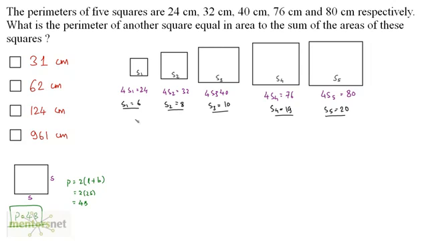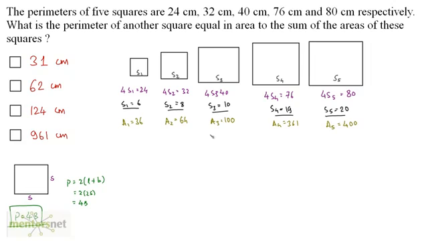So the area of the first square will be equal to the side square. So A1 is equal to 6 times 6 is 36. A2 will be 8 times 8 is 64. A3 will be 10 times 10, that's 100. A4 will be 19 square, that is 361. And area of this fifth square will be 20 square, that's 400. Okay, now we know the areas.